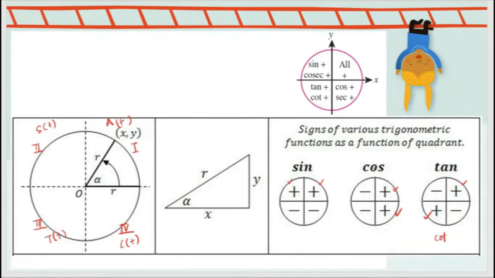Then cosecant is reciprocal with sine. Then another one is secant, reciprocal with cos. They are the same. Cos and secant are positive at the fourth quadrant, tangent and cot positive at the third quadrant, then sine and cosec positive at the second quadrant. Okay.